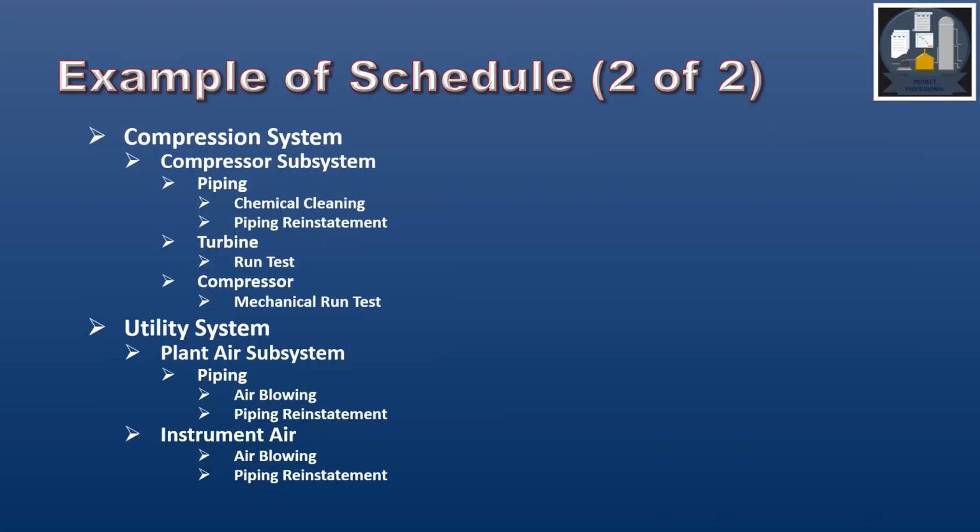Then we have utility system. Within utility system we have subsystems, plant air subsystem and instrument air subsystem. Within plant air, the tag is piping, with air blowing and piping reinstatement. Within instrument air also it's piping, with air blowing and piping reinstatement. So this is an example of how the breakdown is in the pre-commissioning schedule.